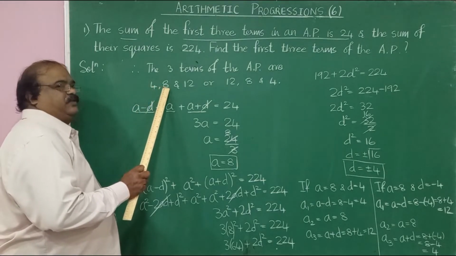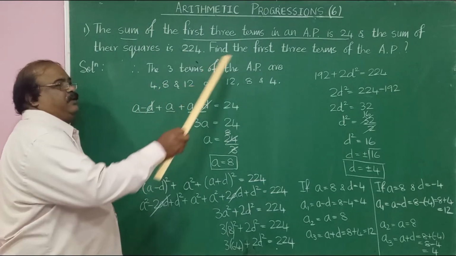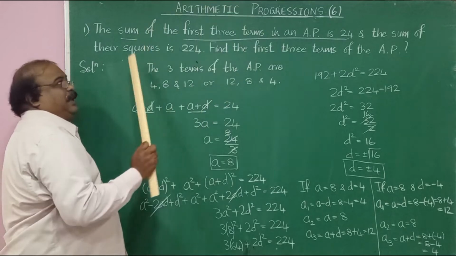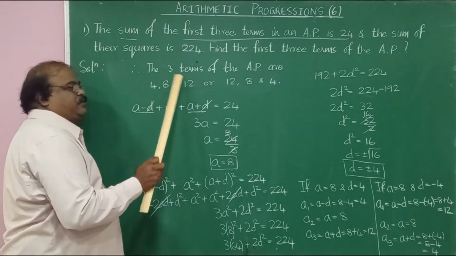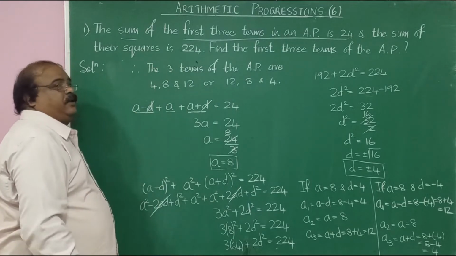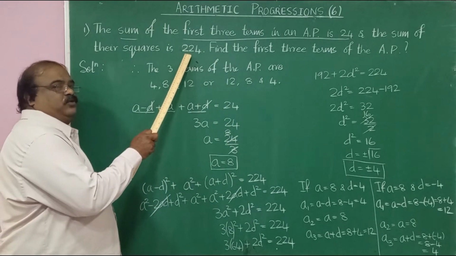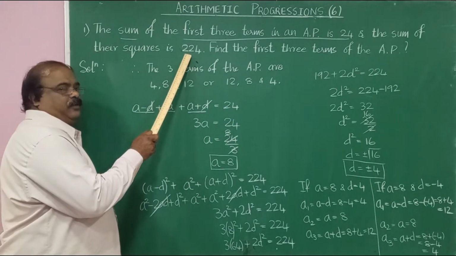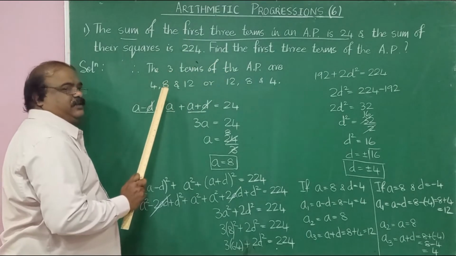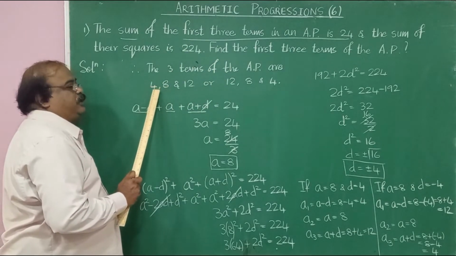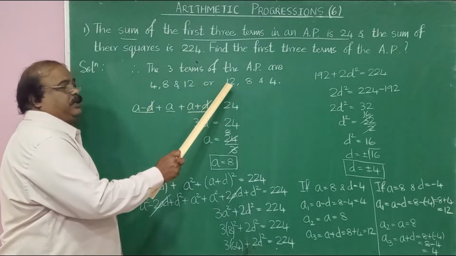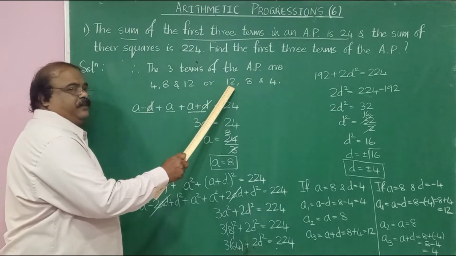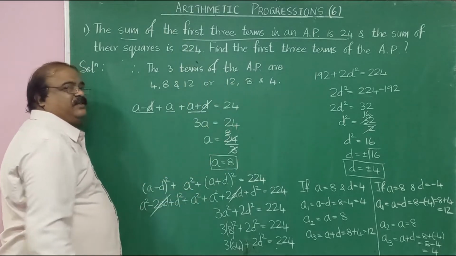4 plus 8 is 12, 12 plus 12 is 24. And the sum of their squares, 4 square plus 8 square plus 12 square, is definitely going to be 224. So I have two answers. In this case, 4 is your first term and common difference is plus 4. Here 12 is your first term and common difference is minus 4.